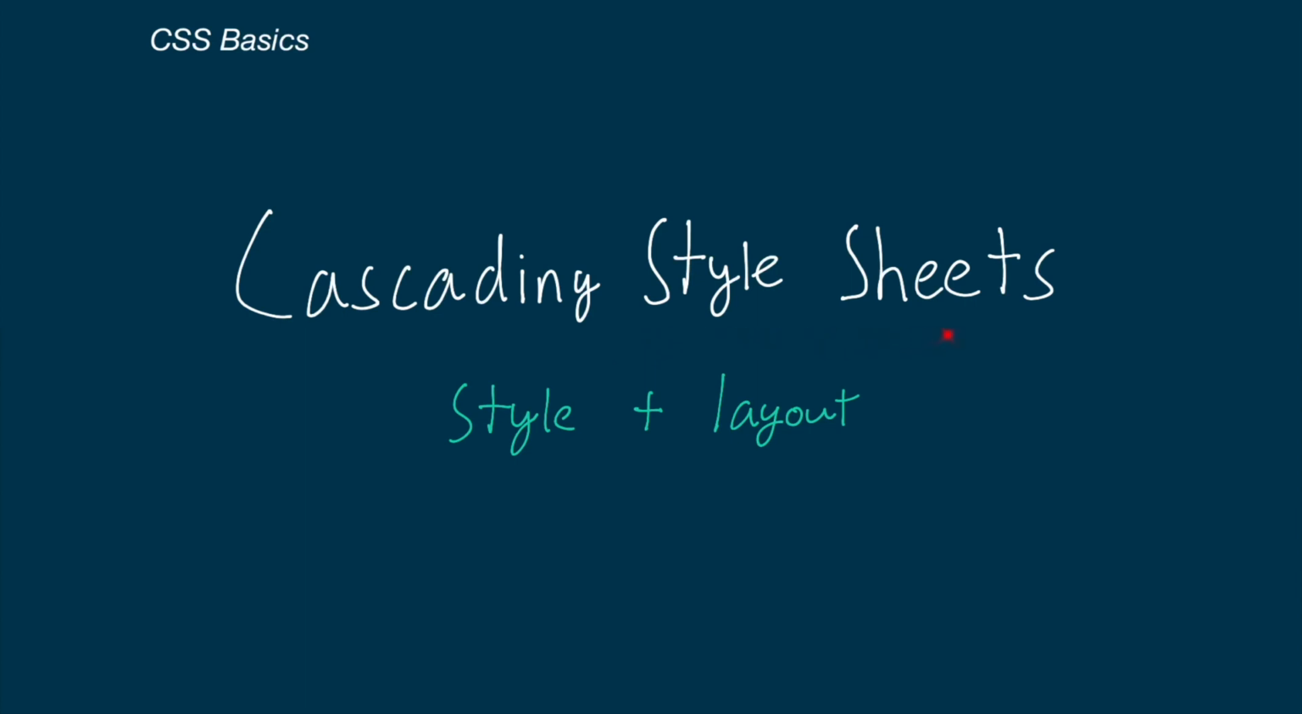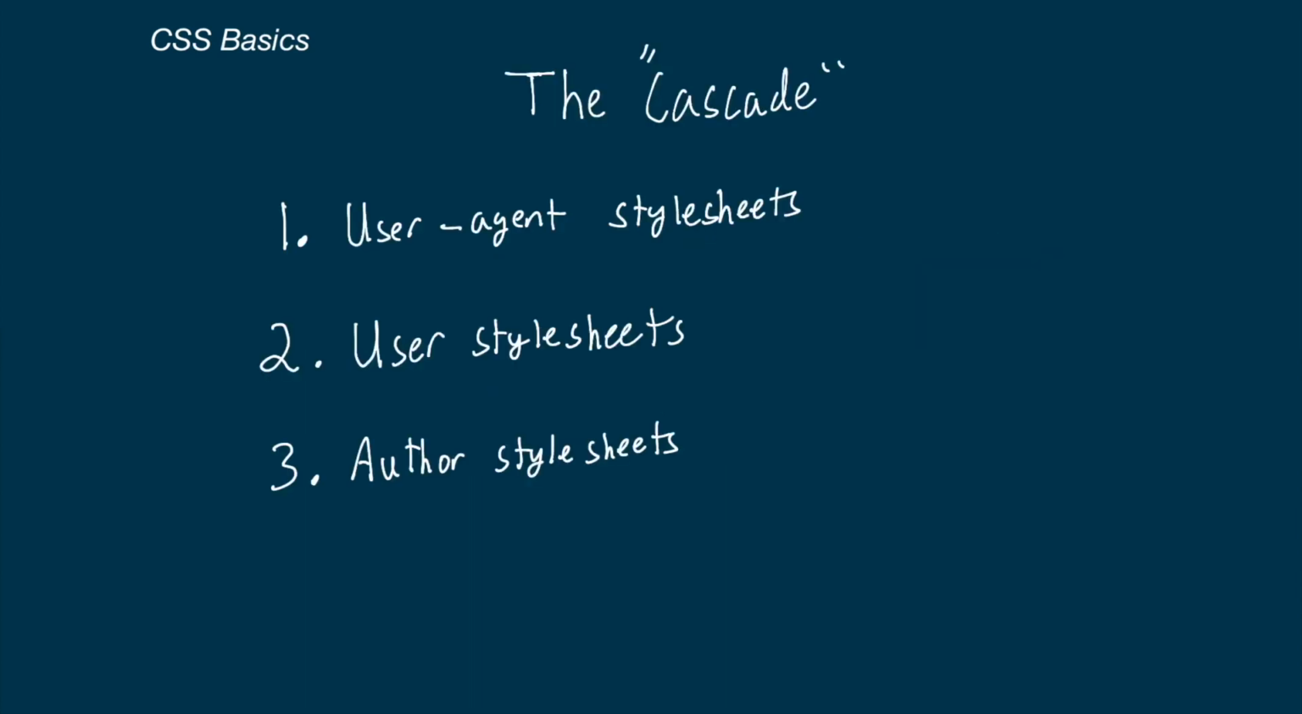A style sheet is simply a document that does just that. It allows us to describe the style and layout of a website. And the cascading portion of the name refers to the order of which the browser decides between various style sheets. Specifically, there are three main types of style sheets.